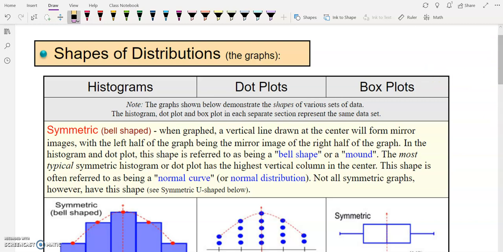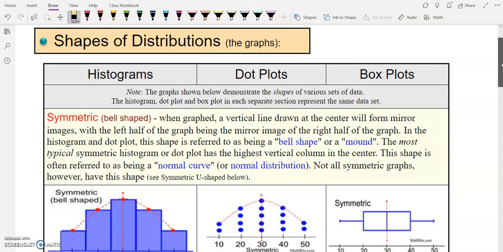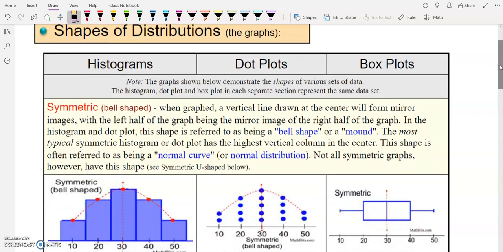Okay guys, today we're going to talk about shapes of distributions. And this is just talking about the shape that the graphs make once we're done graphing them. So there's a couple of different graphs we've already talked about. We spent some time on dot plots here in the middle, and also on histograms here on the left.